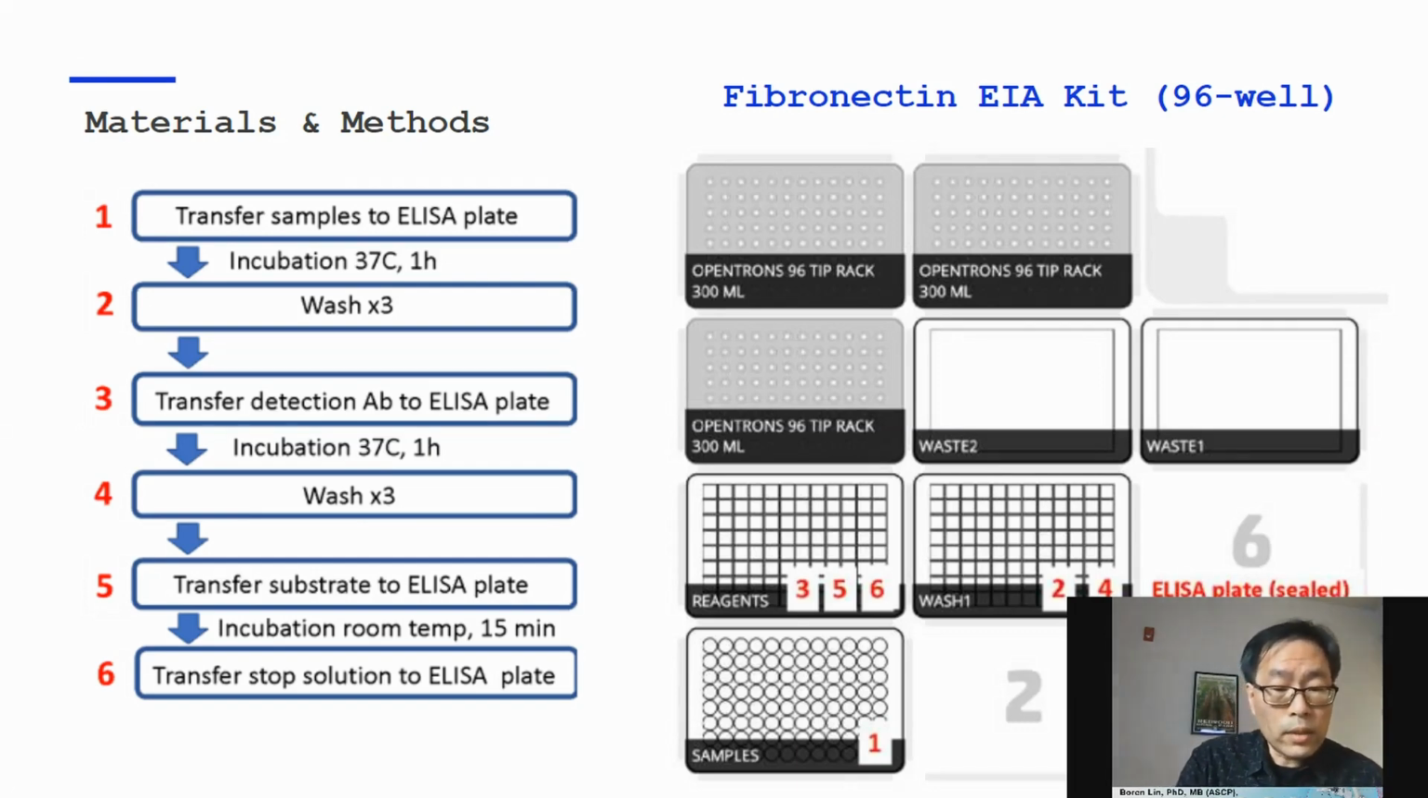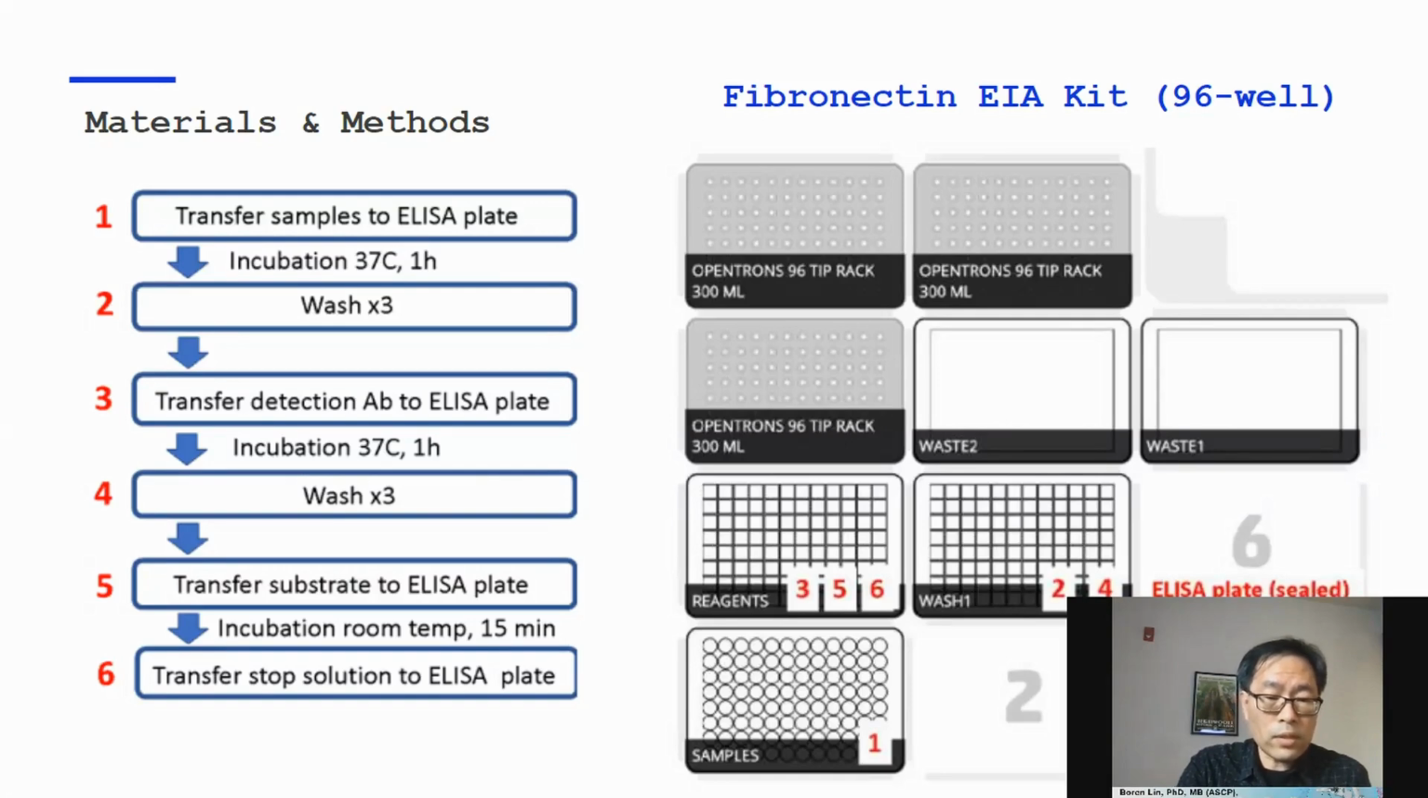The reagents, including enzyme conjugate antibody solution, substrate solution, and stop solution, were in a 96-well deep well plate, and wash buffer is in another 96-well deep well plate. The samples were prepared by making serial dilutions of purified fibronectin in a 96-well plate at the bottom left corner. And the system was programmed to follow this workflow, shown on the left-hand side of the slide.